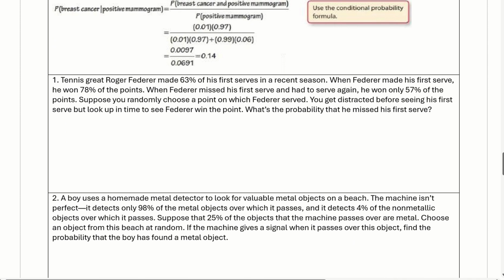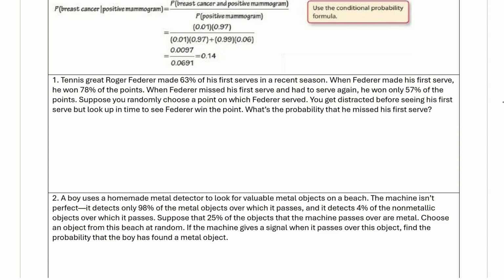All right. Tennis great Roger Federer made 63% of his first serves in a recent season. When Federer made his first serve, he won 78% of the points. When he missed his first serve and had to serve again, he won only 57% of the points. Suppose you randomly choose a point on which Federer served. You get distracted before seeing his first serve, but you look up in time to see Federer win the point. What's the probability that he missed his first serve?